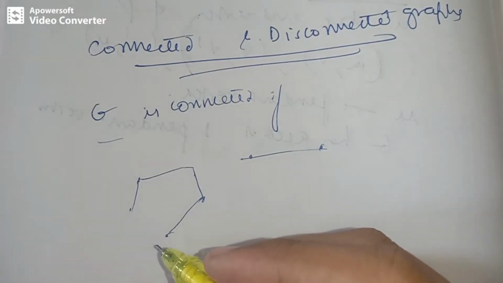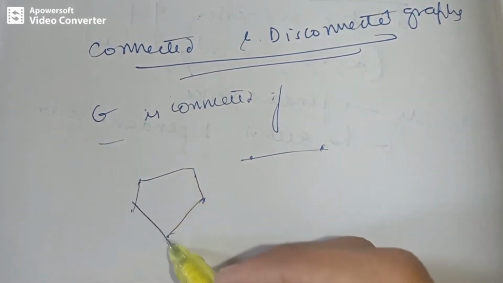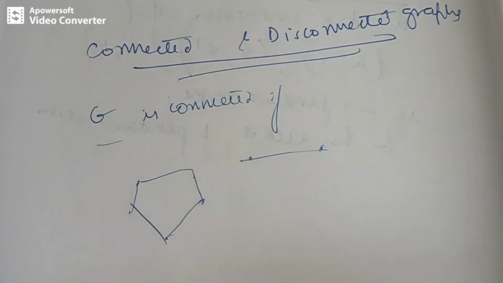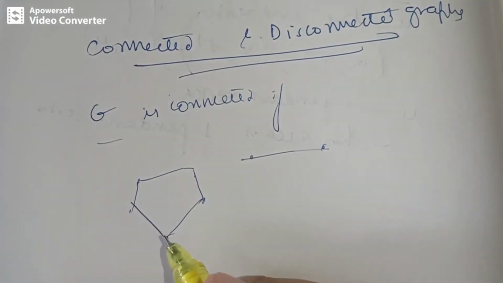For example, if I take a connected graph, here also we have a connection. This is a connected graph, right? Between each and every pair of vertices there is a path. So then we call it a connected graph. Otherwise, G is called a disconnected graph.